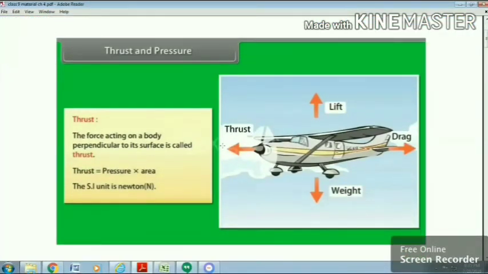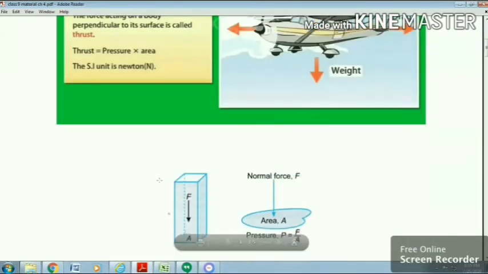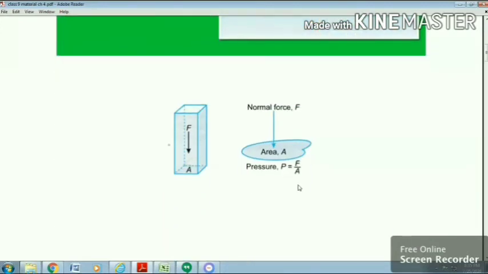So thrust is the force acting normally on a surface. If we apply a perpendicular force to a surface, it is called thrust. Since it is force, that's why its unit is Newton. SI unit of thrust is Newton. We can also write kgf, kilogram force. 1 kilogram force is equal to 9.8 Newton. Now moving on to the next topic, pressure.